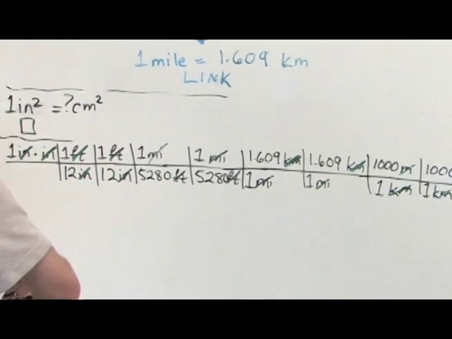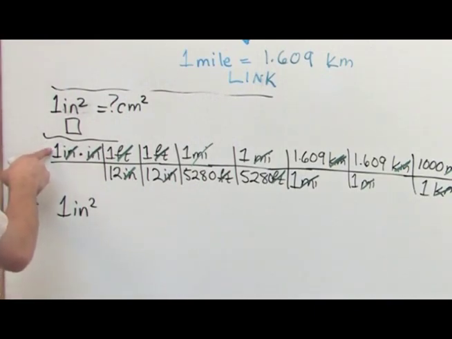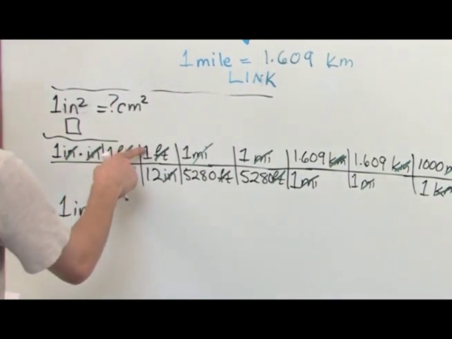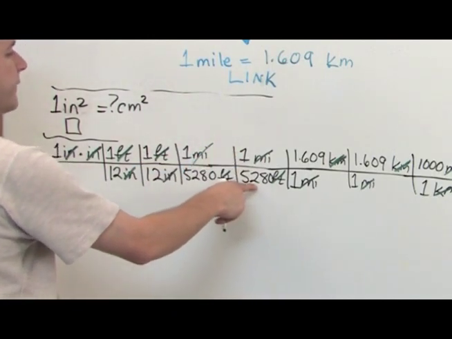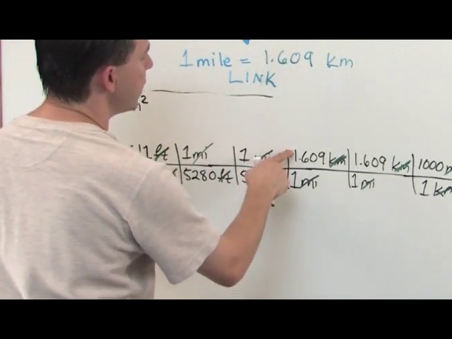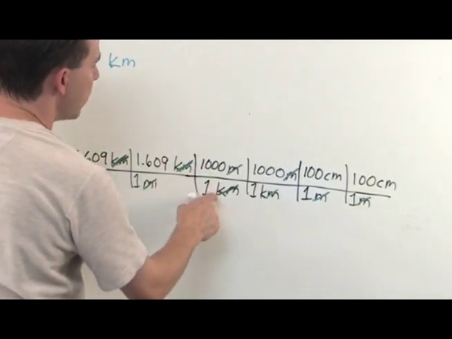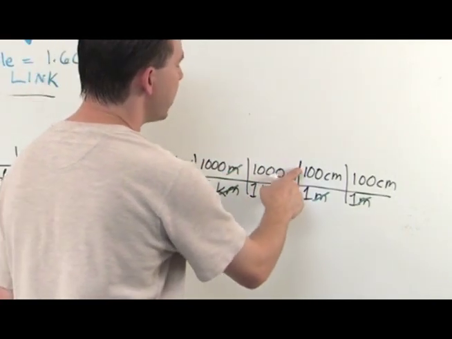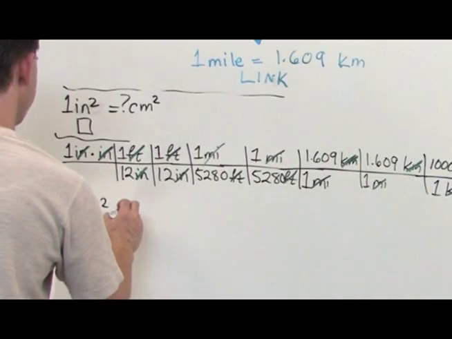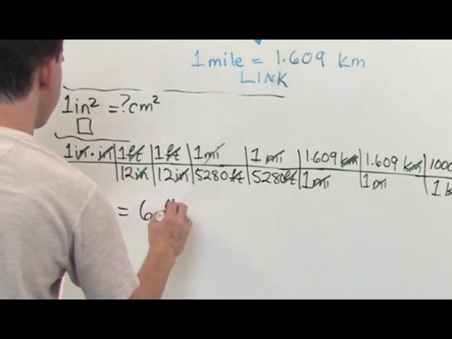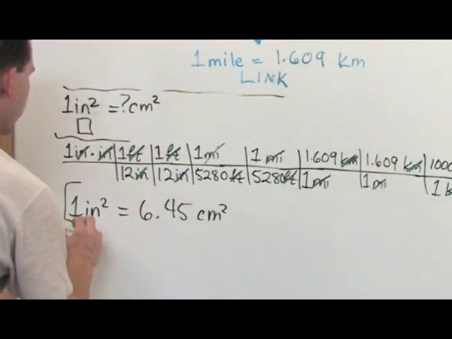So in your calculator, when you actually take 1 times 1 divided by 12 times 1 divided by 12 times 1 divided by 5,280 times 1 divided by 5,280 times 1.609 divided by 1 times 1.609 divided by 1 times 1,000 divided by 1 times 1,000 divided by 1 times 100 divided by 1 times 100 divided by 1, you will get 6.45 square centimeters. Centimeters times centimeters gives me the square centimeters. Okay, so what you've done is solve this problem.